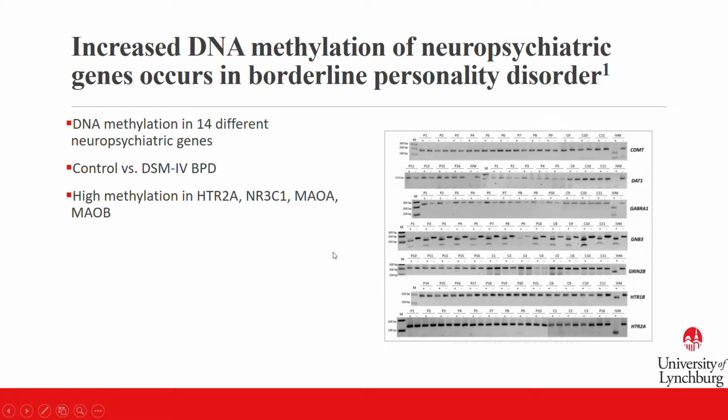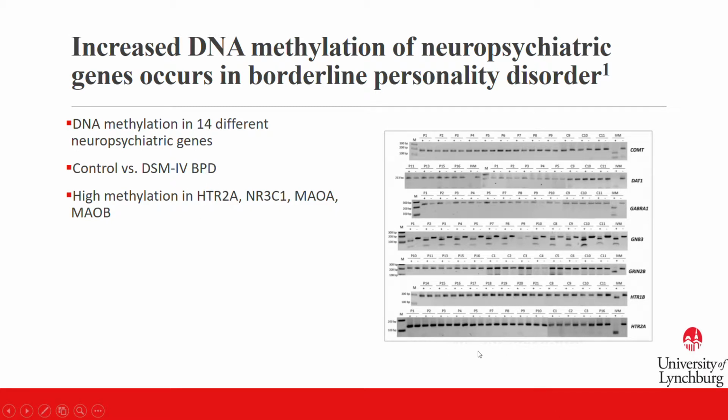In a study that looked at the increased DNA methylation of genes in borderline personality disorder, they looked at 14 different genes that seem to correlate with borderline personality disorder. They compared controls and those that have actually been diagnosed, and they found high methylation patterns in the following genes. HTR2A is the one that we're going to mainly be focusing on. That one has to do with the serotonin system. It actually turns off that gene and results in lower rates of serotonin release in neurotransmitters.